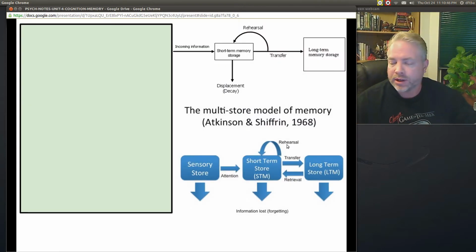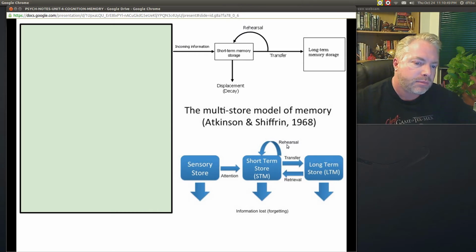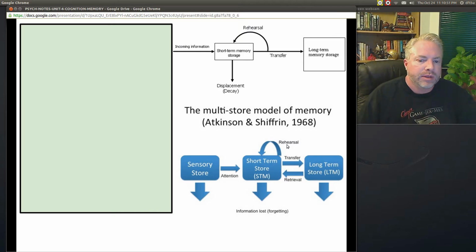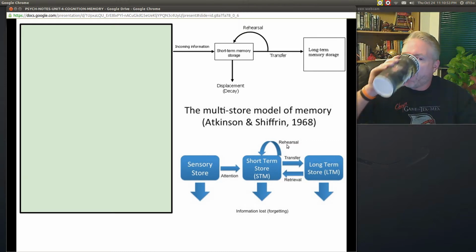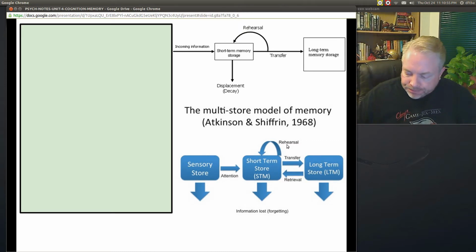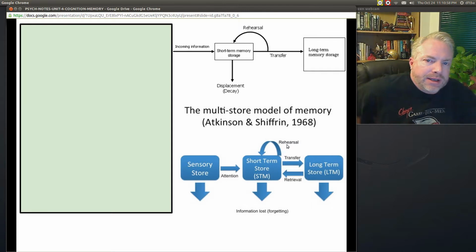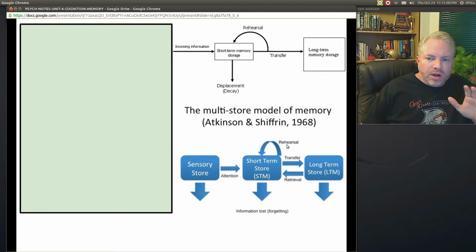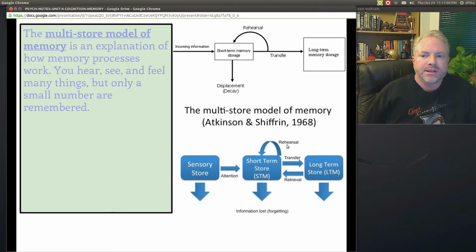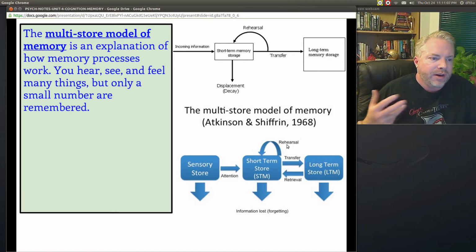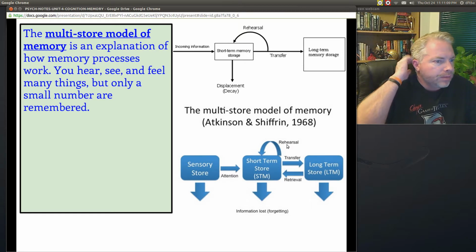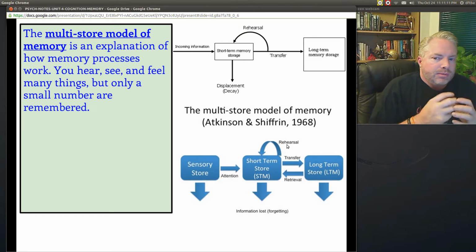So let's look at the model of memory. This is the Atkinson-Shiffrin model, 1968. It's a basic model, and we look at just the process. Obviously memory works differently, but this is the idea behind how it functions. So it's a multi-store model, meaning there are multiple storage areas, and there's an explanation here. It tries to explain how memory processes work.